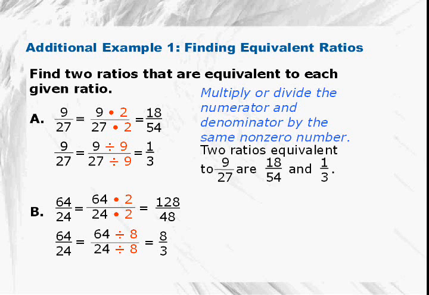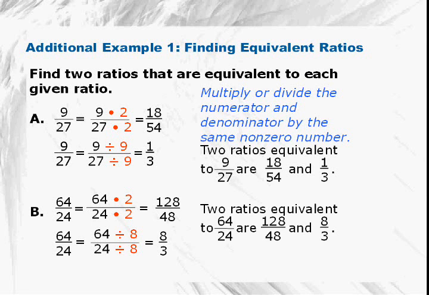2 ratios equivalent to 9 to 27 are 18 to 54 and 1 to 3. All 3 of those ratios are equivalent. If we were to draw them and say that they were shaded to unshaded, like in the previous example, they would all be the same shaded amount. 2 ratios that are equivalent to 64 to 24 are 128 to 48 and 8 to 3. All 3 of these are equivalent.